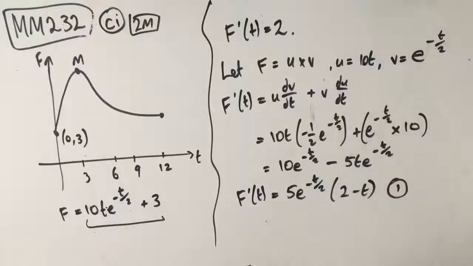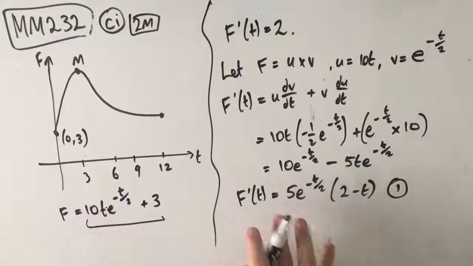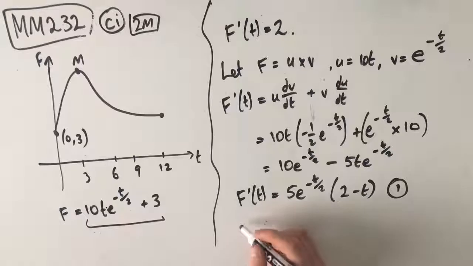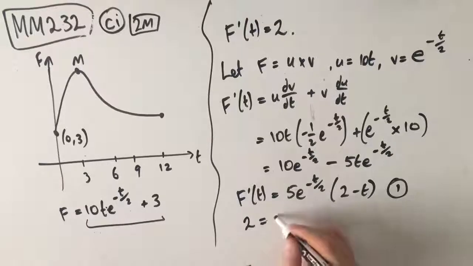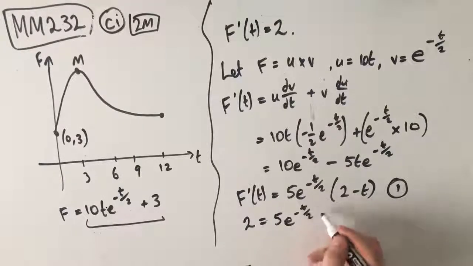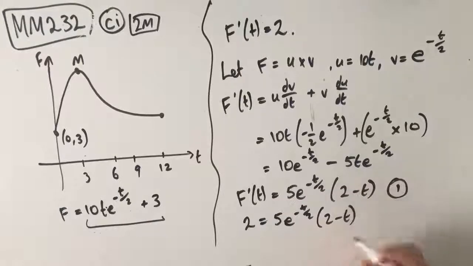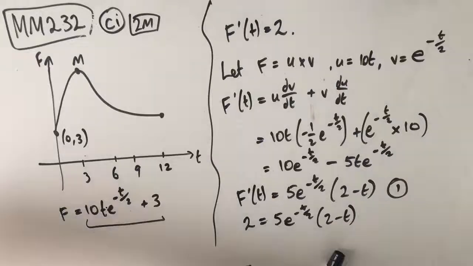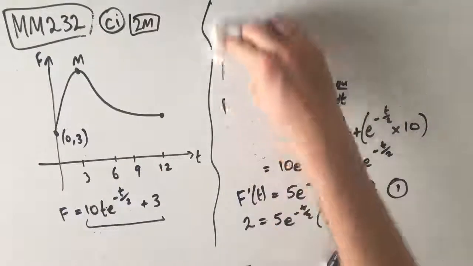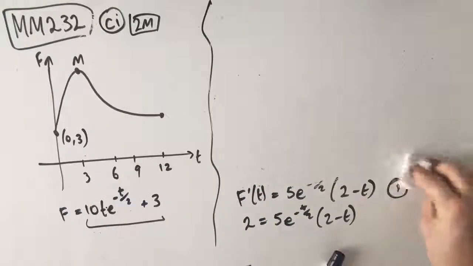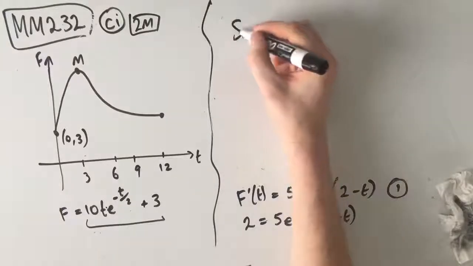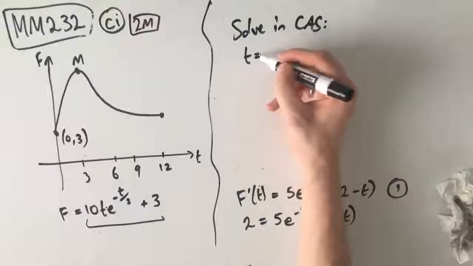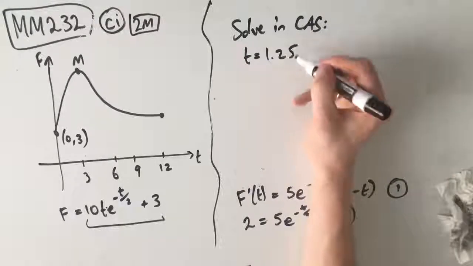And that's your first mark. So finding f dash of t is our first mark, and then recognizing that our hunger is doubling at this point means that our gradient is 2. So 2 equals 5e to the negative t on 2 outside of 2 take t. And remember we have our CAS, so we can solve this in our calculator. Our next line of working would be solve in CAS. So I would literally write this, solve in CAS, t equals 1.25.